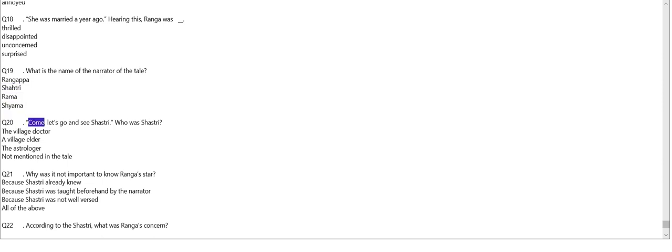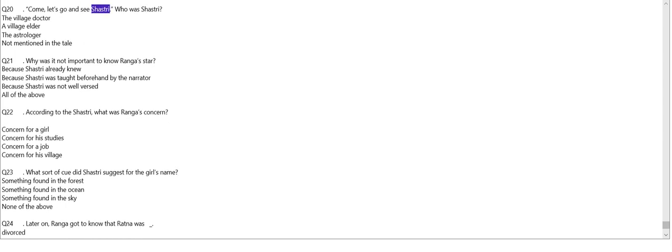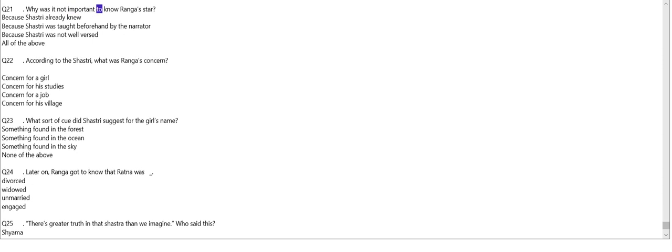Q20. Come, let's go and see Shastri. Who was Shastri? The village doctor. A village elder. The astrologer. Not mentioned in the tale. Q21. Why was it not important to know Ranga's star? Because Shastri already knew. Because Shastri was taught beforehand by the narrator. Because Shastri was not well versed. All of the above.